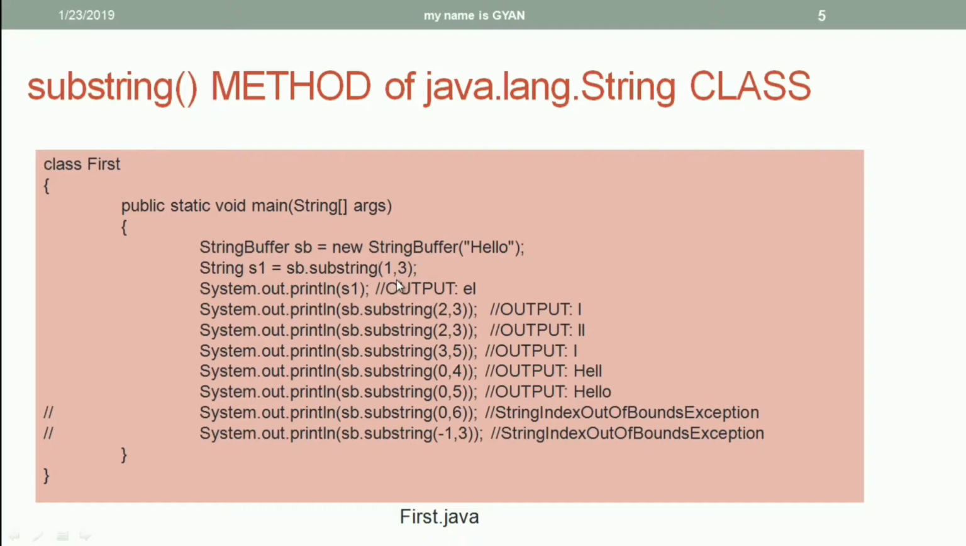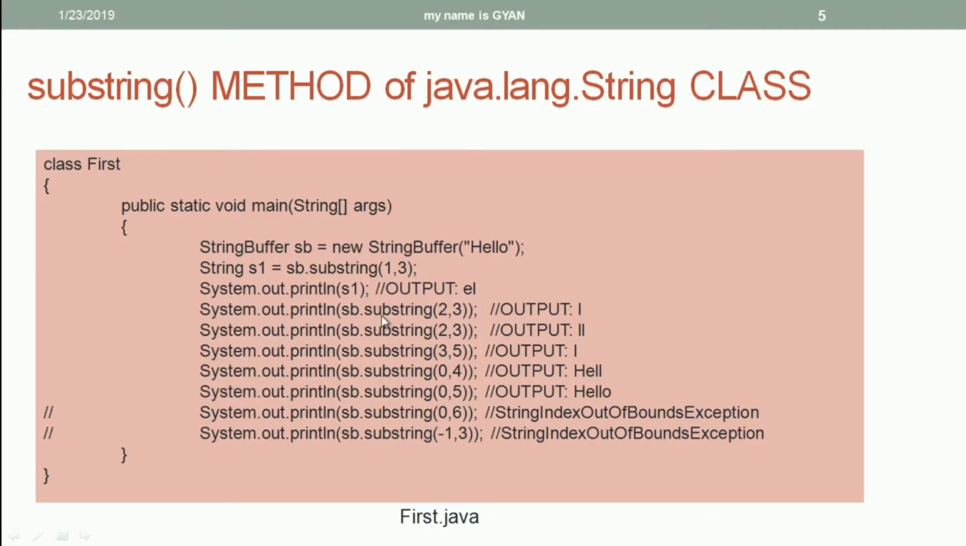3. So starting from the index 1, means starting from E, it will take up to the index 3 minus 1, means up to the index 2. It will take these two characters E and L. By using these two characters, it will create a new string object in the heap. Reference to that string object will be returned by the substring method and will be stored into the reference variable s1 of type string. When we print the reference variable s1, it will print the content of the created string, that is E and L.